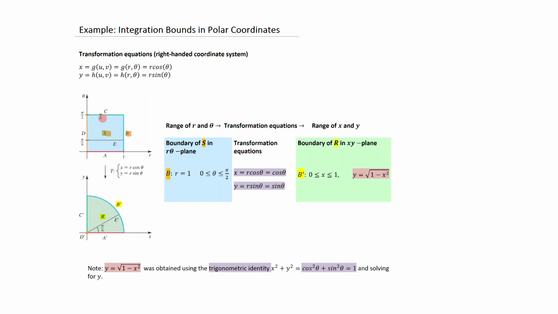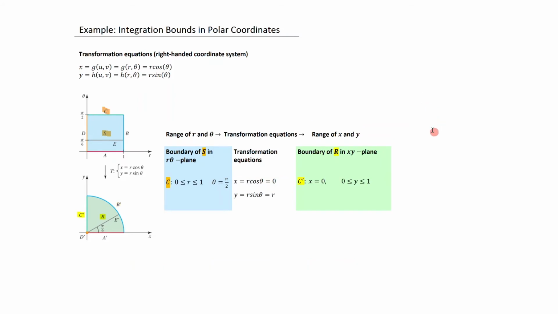So the next line is this one. How does this line transform? All right, so in this case, r is ranging from 1 to 0, whereas theta is held at pi over 2. If we go back to the transformation equations and substitute in pi over 2, then this term becomes 0, and this just becomes r. So in this case, x equals 0, and y ranges from 0 to 1. So that's this line that we see here, along the y-axis.